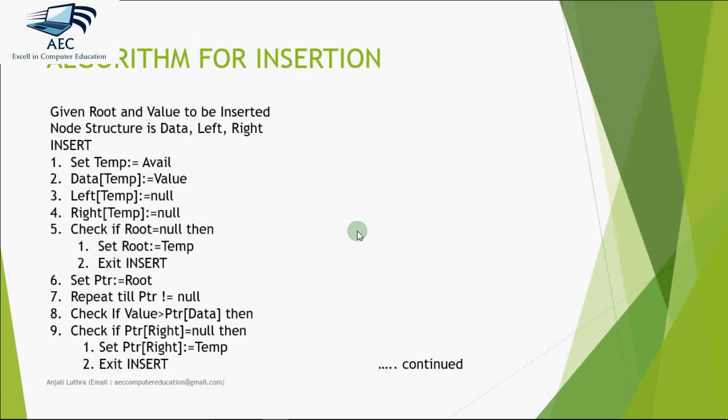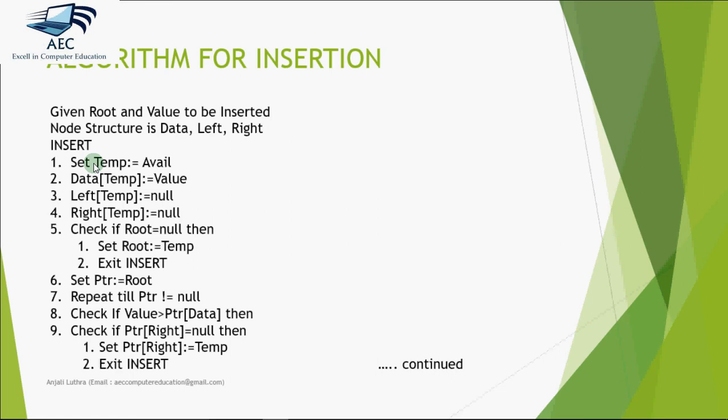Now we assume that we have root as a pointer which stores the address of the topmost value. Then we have a value to be inserted, and the structure of the node is like we have a data part, we have a pointer left which stores the address of the left subnode, we have a pointer right which stores the address of the right subnode. Now how do we work with it?